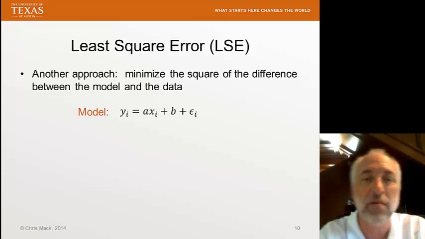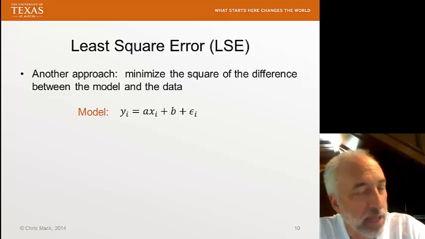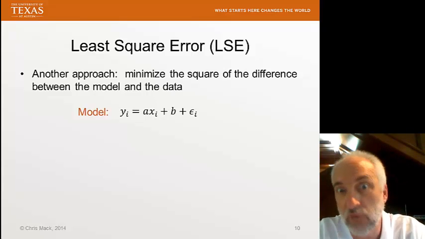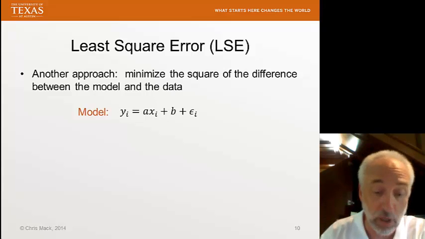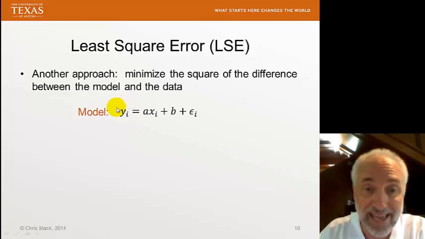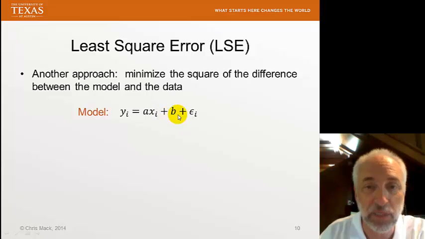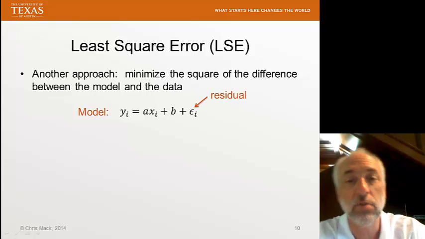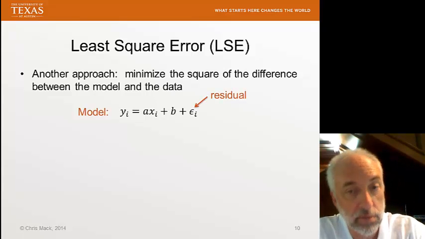So we'll write our model in a slightly different way. In fact, it's actually an equivalent way of writing our model as before. But we'll say that every measured data point y_i is equal to a times a measured data point x_i plus b plus an error term e_i. And that error term is called the residual of our model.